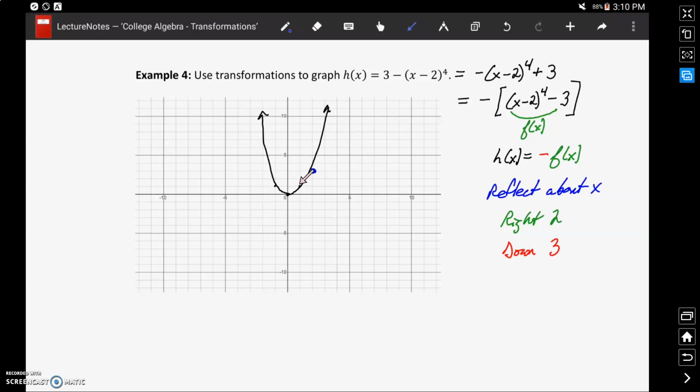Now we'll look at 1, 1. It's going to be shifted to the right 2 units, down 3 units. So it's 2 units below the x-axis. Reflecting about the x-axis will shift it to 2 units above. Plotting it right here. And then for our point negative 1, 1, we'll shift to the right 2 units and down 3. Reflecting about the x-axis, we'll put it at 2 units above the x-axis.